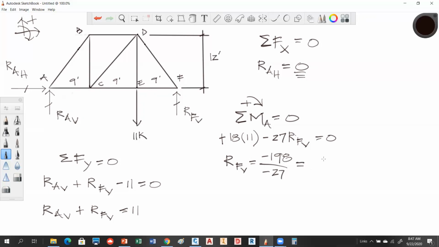I came up with basically 7.33. RFV is acting up, and that would be kips. Everybody agree with that? Yeah. So what does that make RAV turn out to be? We're going to plug the 7.3 into here, bring it over. It's going to come over as a negative. Gives us 3.67 positive up. Everybody good with that?